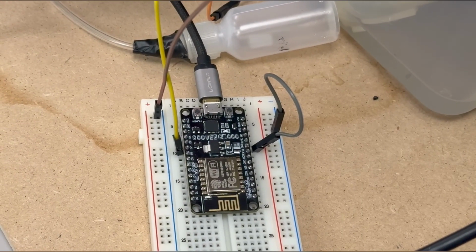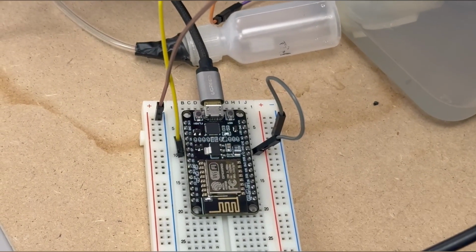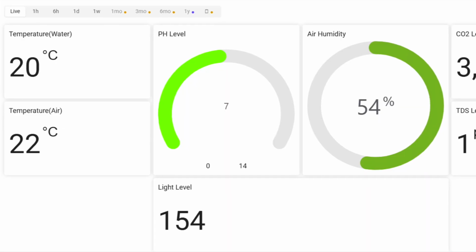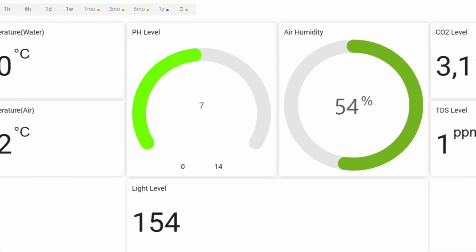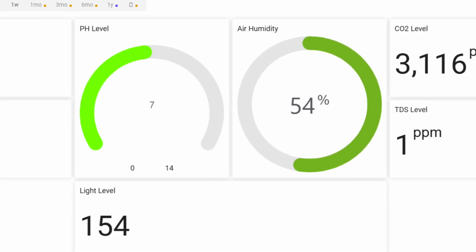Right here we have the ESP that takes the data from the Arduino Uno and sends it over to the Blynk web. And here's the monitoring dashboard after receiving data from the ESP.